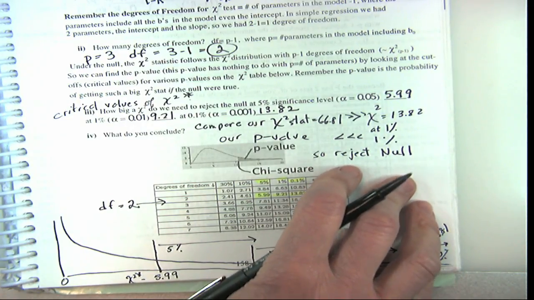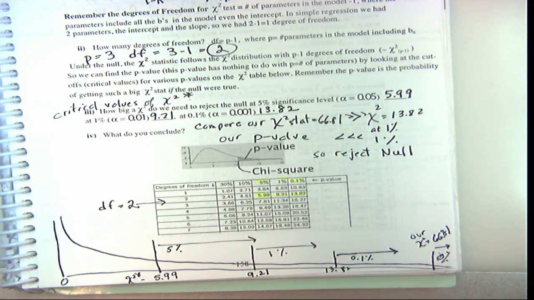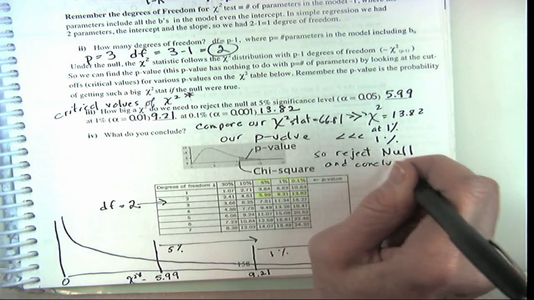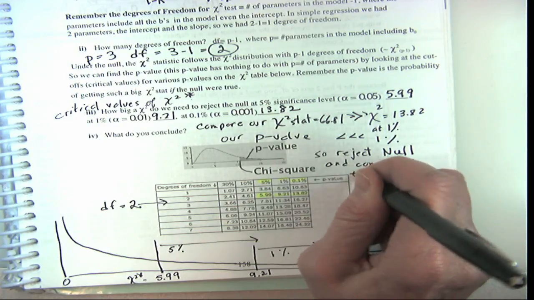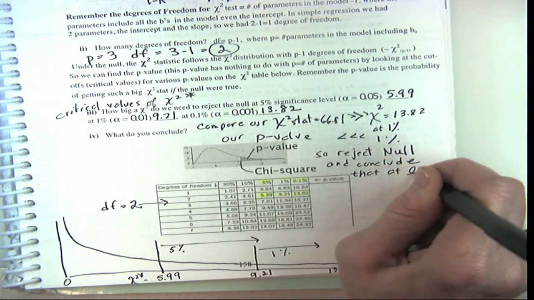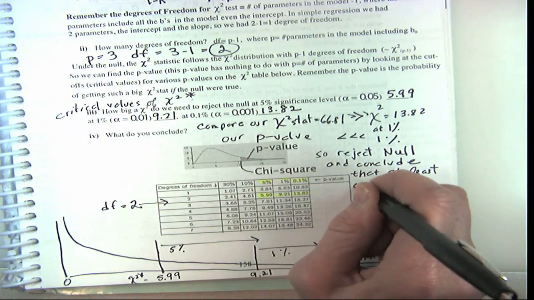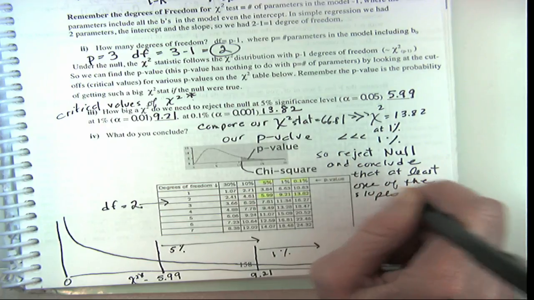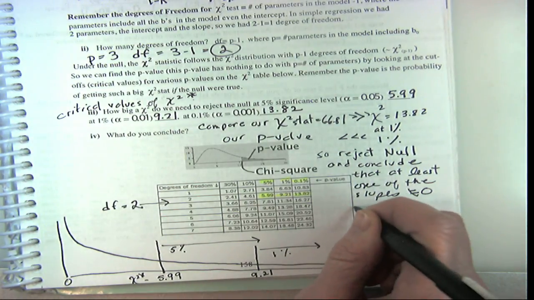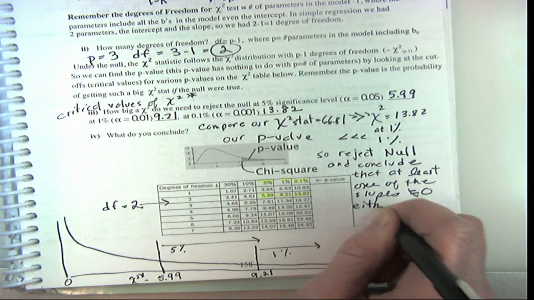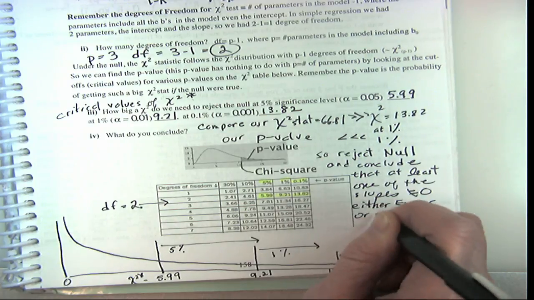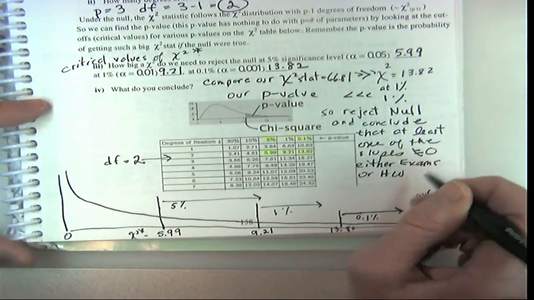I mean, our model's either what? That not all the slopes are 0. It doesn't tell us that they're all significant. So reject the null and conclude that at least one of the slopes, maybe both, is significant. One of the slopes is not equal to 0. It could be either exams, probably exams, or homework, or most likely both.